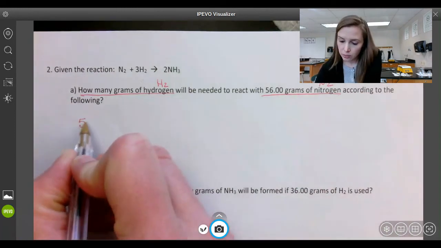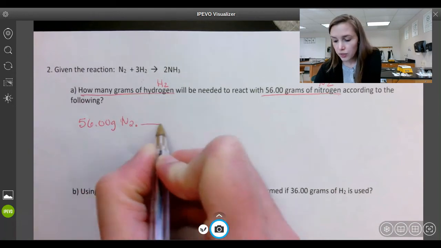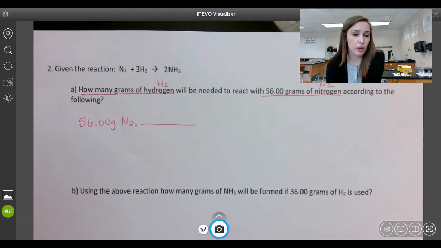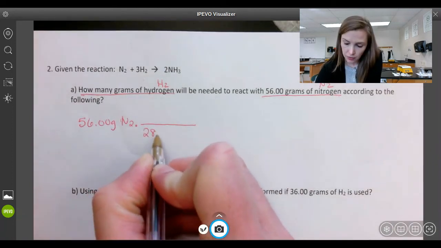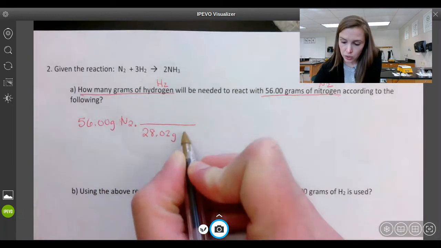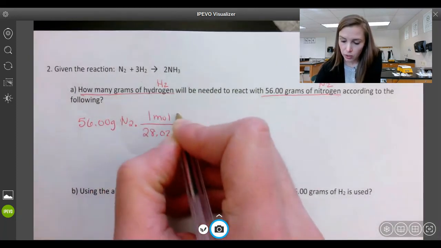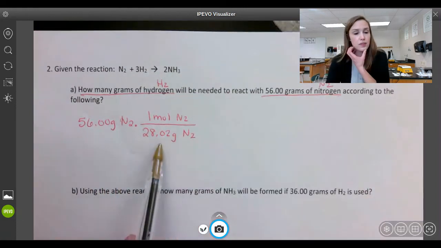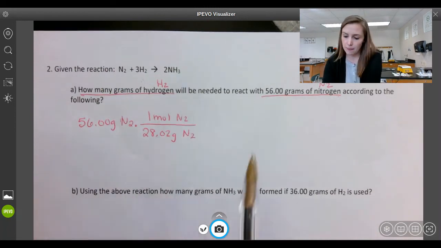So I'm going to start here with my 56 grams of N2. That first step is just getting this into moles so that we can use the moles in the reaction. Here I'm using my molar mass, which, using the AP reference tables and adding that up, you get 28.02 grams of N2, and that's equivalent to 1 mole of N2. Just remember at this spot where you're using the molar mass, those grams are always equivalent to 1 mole. It does not matter what their coefficients are up top.